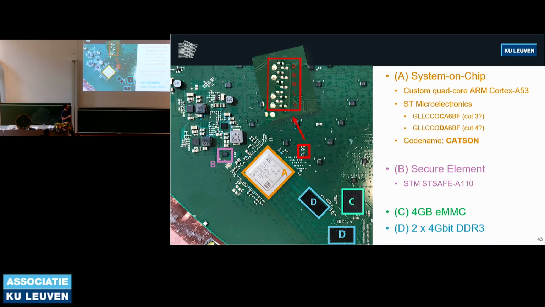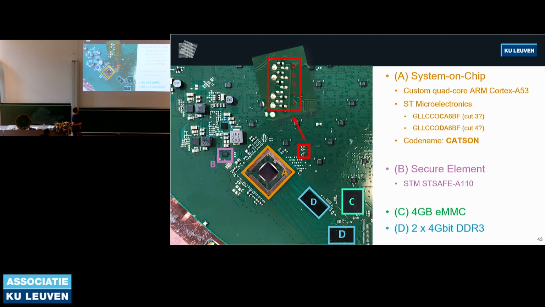Now, the system on chip in this case is a custom quad-core ARM Cortex-A53 processor, so quad-core CPU, made by ST Microelectronics. ST doesn't sell anything publicly that is similar to this chip, so that means that we don't have any data sheets, and there's no easy way to get a development kit, for example.